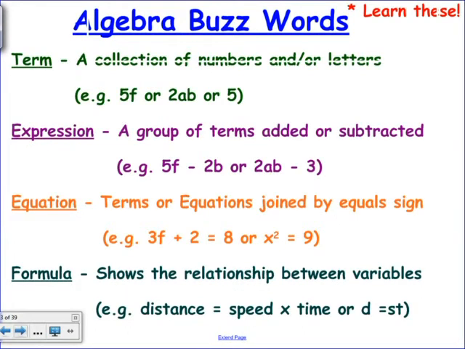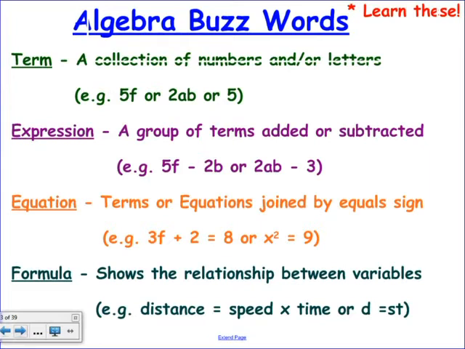You need to know buzzwords, what a term, an expression, equation and formula are. In algebra, they all are different things. So if a question says, write down the expression for something, you need to write it as an expression and not an equation or a formula. So a term is a number and a letter together, or a number on its own or a letter on its own, okay? We link these terms with addition and subtraction signs, and that's called an expression.